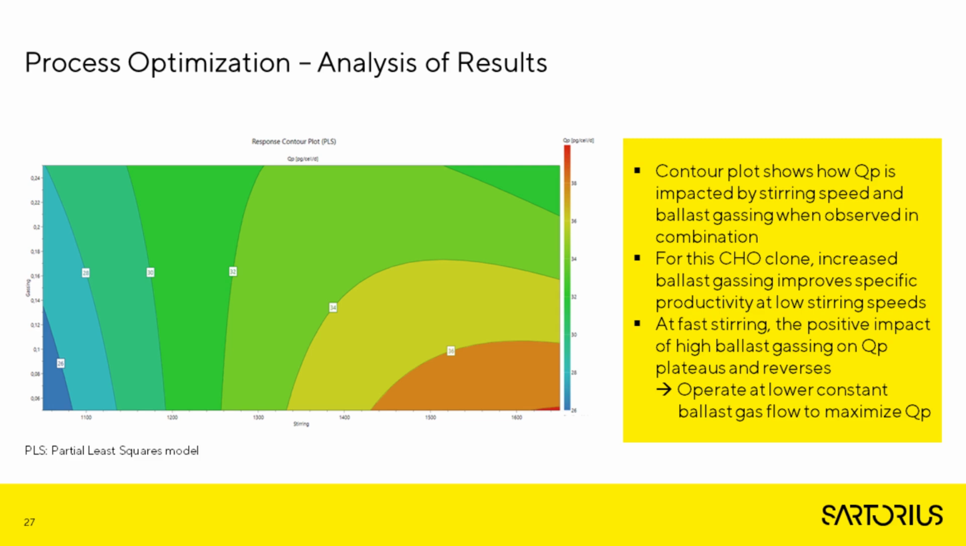So for this clone, it seems that the QP is high at low stirring speeds and increased ballast gassing. Anyway, the positive impact of high ballast gassing goes in the other direction when also applying high stirring speeds. Those outcomes gave us the hint to operate at lower constant ballast gassing to maximize the specific productivity.